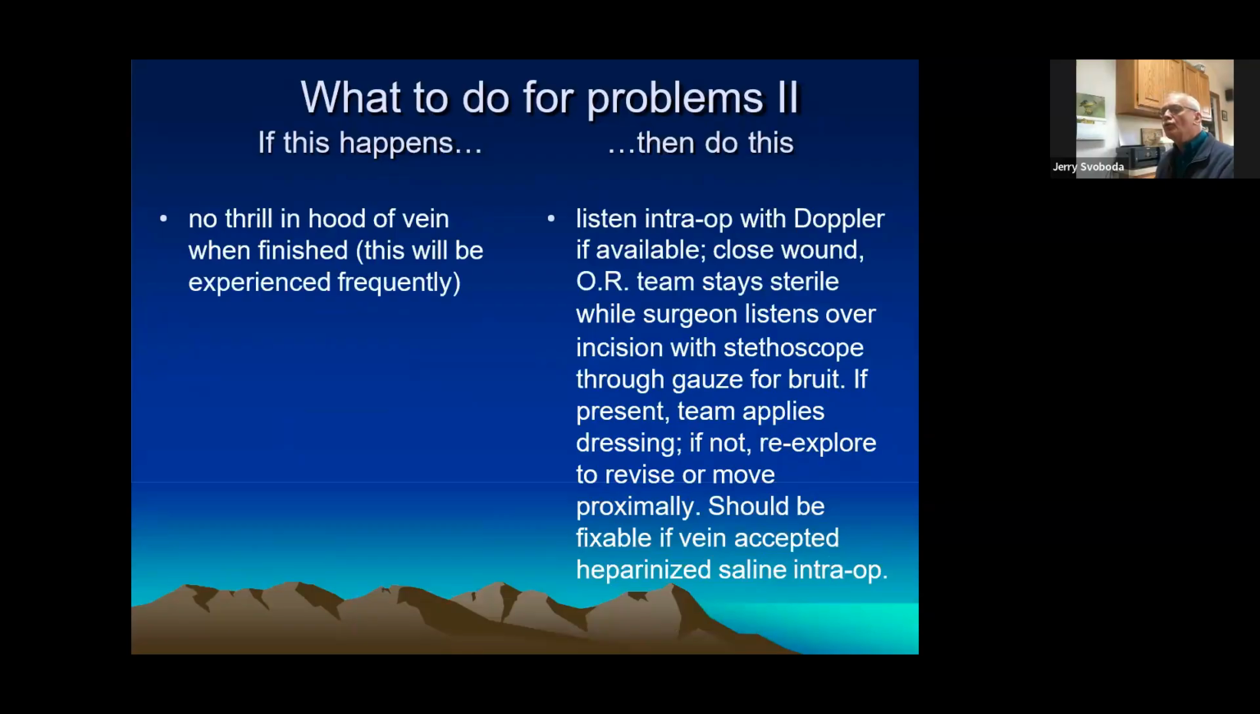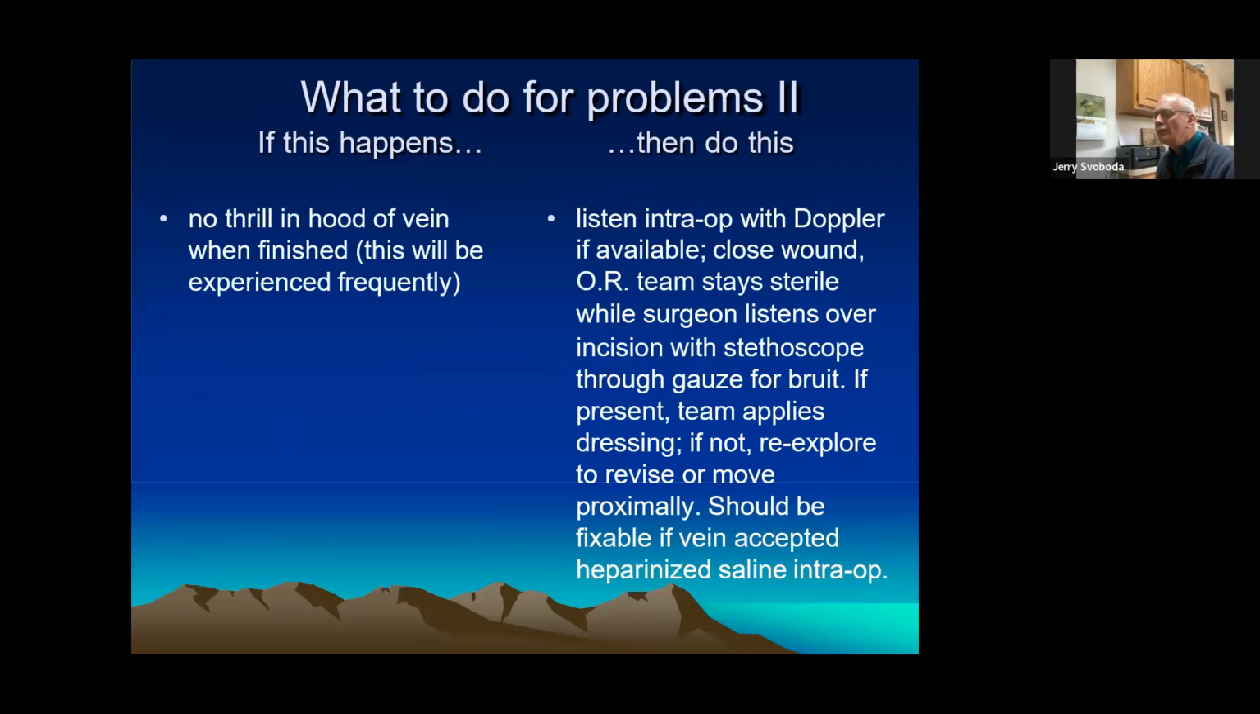What do you do if there's no thrill in the hood of the vein? If you have an intraoperative Doppler, you can listen and figure out if it's working. But I'll show you in another picture how to stay sterile while listening over the incision with a non-sterile stethoscope.